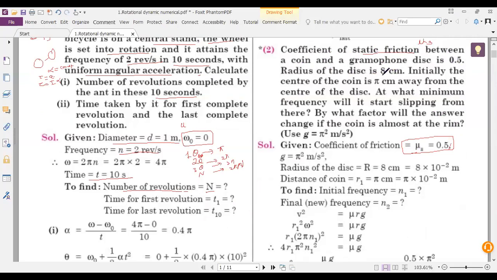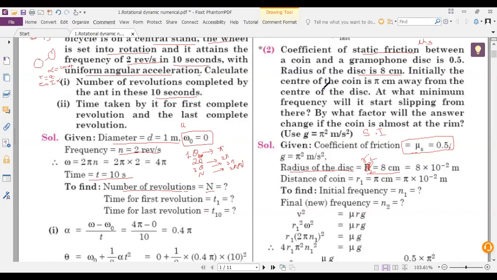Radius of the disc is 8 centimeter. This is the radius of the disc, given. Radius of the disc is 8, and we denote it as R2. 8 centimeter. Now centimeter is converted into meter, because as you studied in 11th class, we have to convert everything to SI units. This is not an SI unit, this is a CGS unit. So we convert into SI unit, 8 × 10^-2 meter.